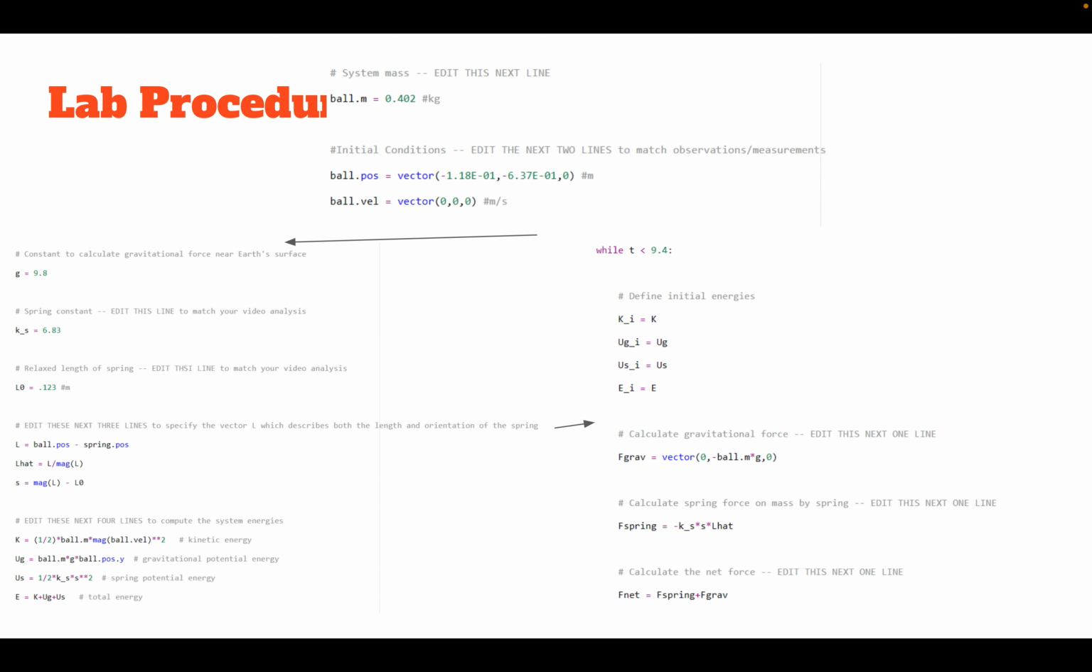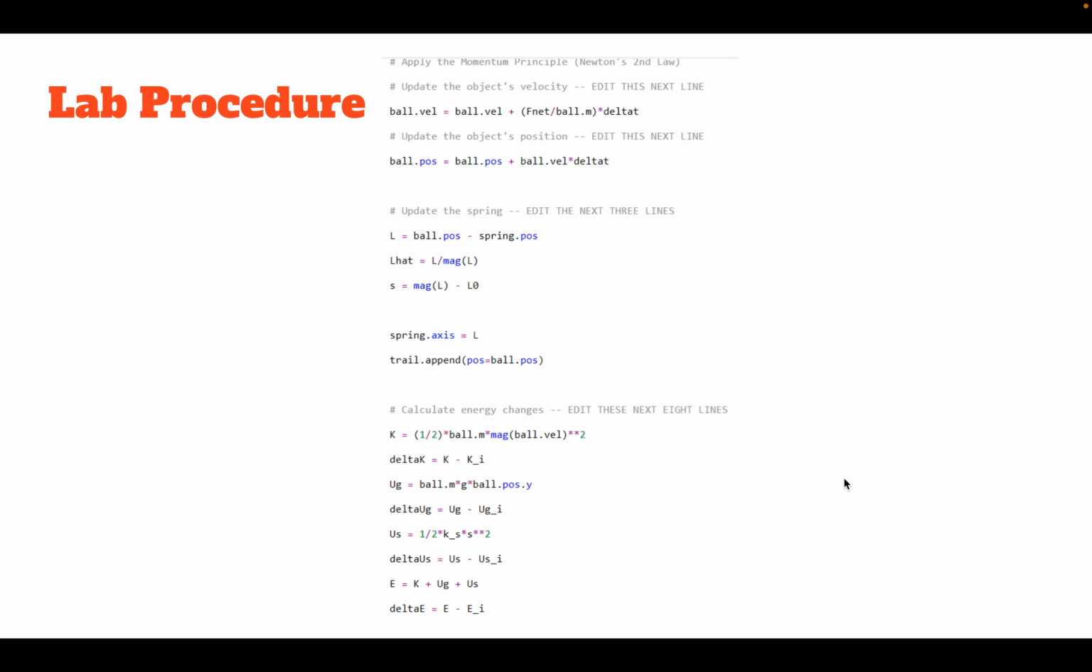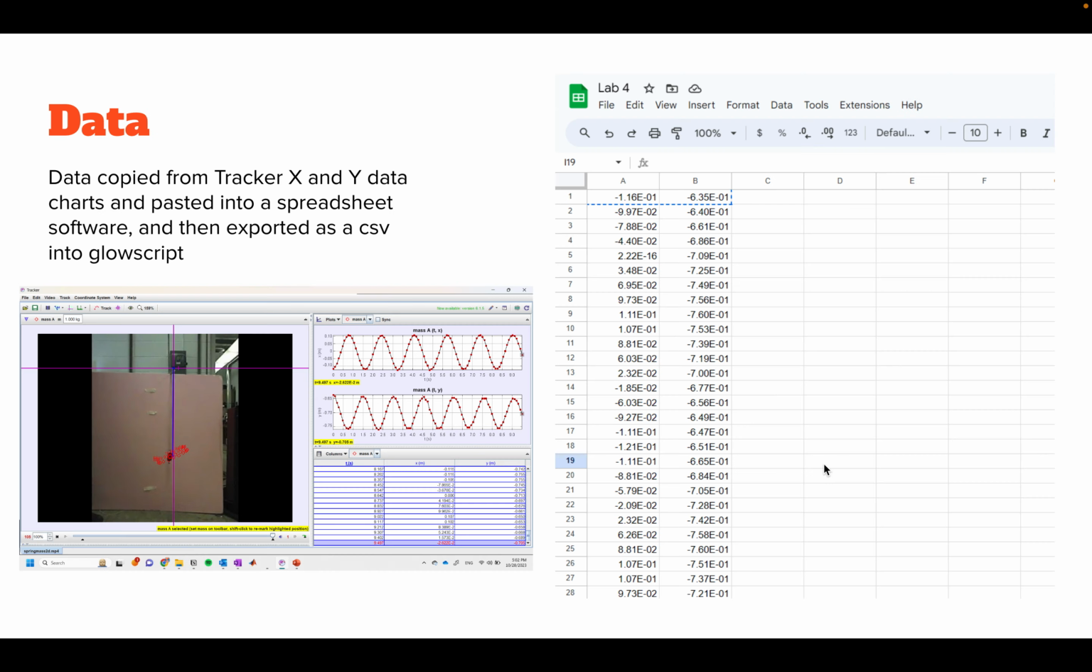So let's look into it. When we're looking at our lab procedure, we have our code displayed here, and we use the equations given right here to calculate the spring's position. We also used the equations below to calculate the kinetic energy, gravitational energy, spring energy, and total energy. For each timestamp below 9.4 seconds, we calculate the gravitational force, the spring force on the mass, and also the net force. This is just continued code of what it looks like.